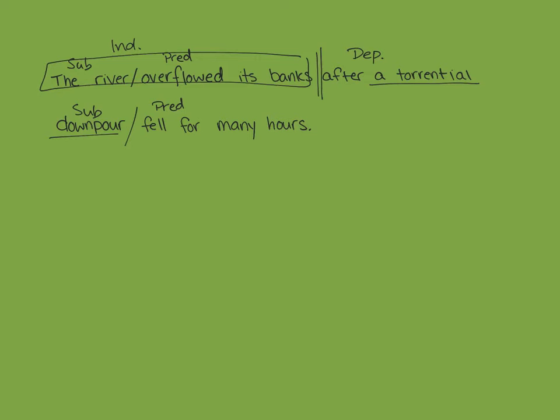However, if you eliminated the word after, it might become independent again, right? A torrential downpour fell for many hours. That would be an independent clause, but the word after makes it dependent. It must be attached to another sentence in order to be a full sentence. It must be attached to another clause, another independent clause, in order to be a full sentence.